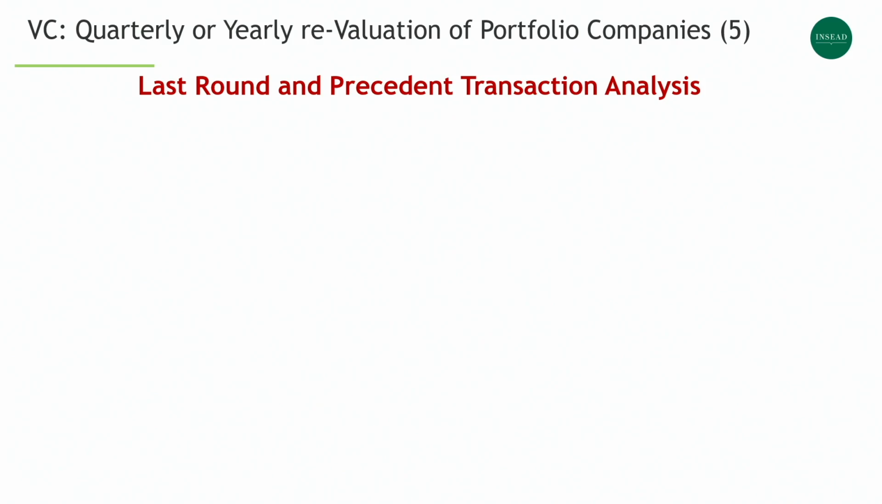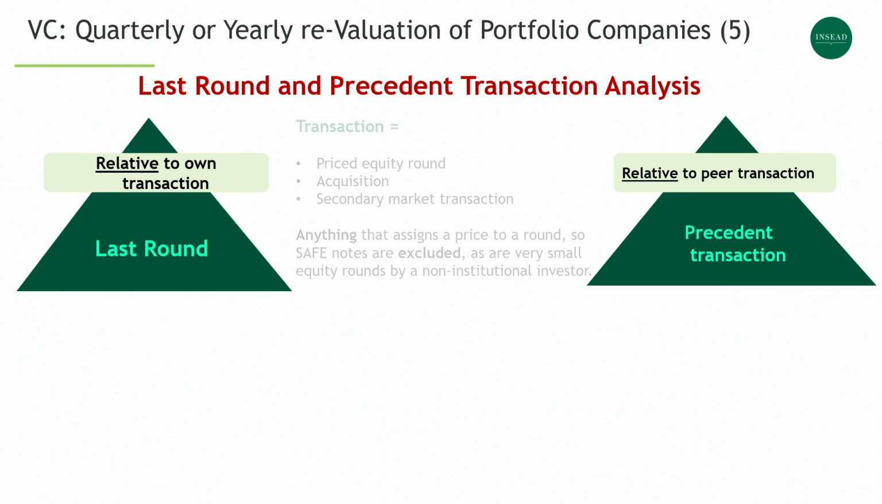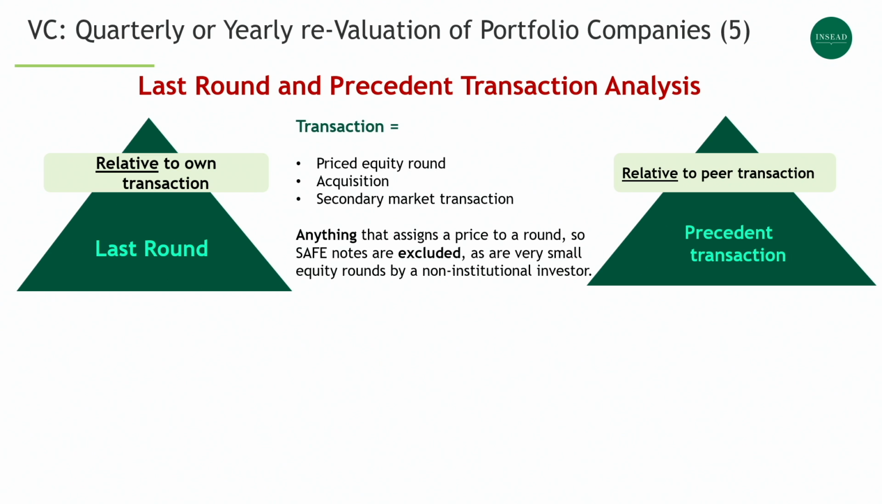So here is another way of how VCs get comfortable with the valuations they're reporting to their LPs. Let's have a look at last round and precedent transaction analysis. So on the left-hand side, last round transactions. What is actually a transaction? A transaction really counts only if it is, number one, a priced equity round, i.e. not a SAFE note. Number two, it is an acquisition, could be an acquisition by a trade buyer.